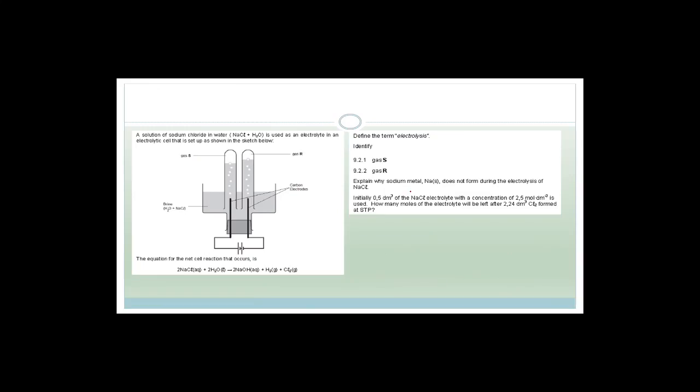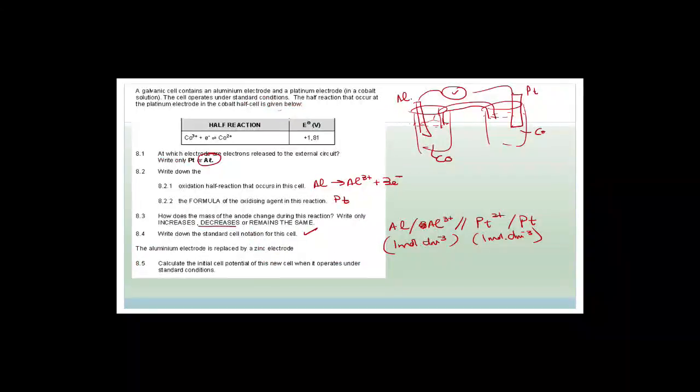Okay, so that was the whole of that question. It's a nice question. They just should have been more specific about the cobalt.